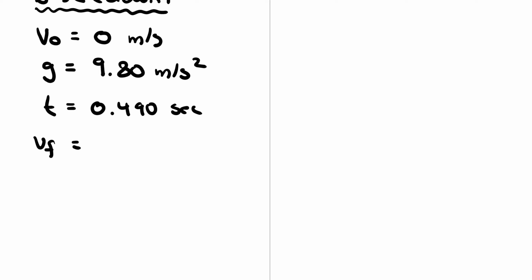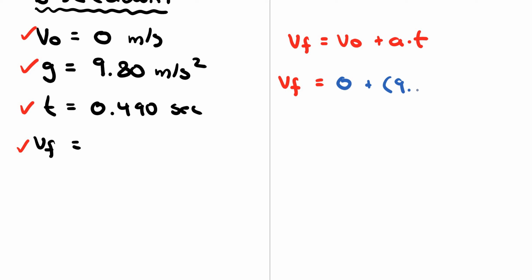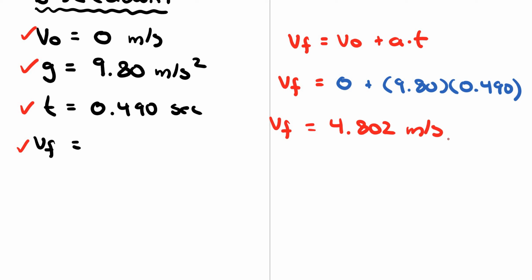So what we need right now is the kinematics equation that relates initial speed, your acceleration due to gravity, and your time, and we want to find your final speed. So the kinematics equation that we need is your final speed is equal to your initial speed plus your acceleration times time. Okay, so your final speed is going to be Vf. Your initial speed is going to be 0 plus 9.80 times the time of 0.490, and it turns out that your final speed for this particular problem is going to be 4.802 meters per second.